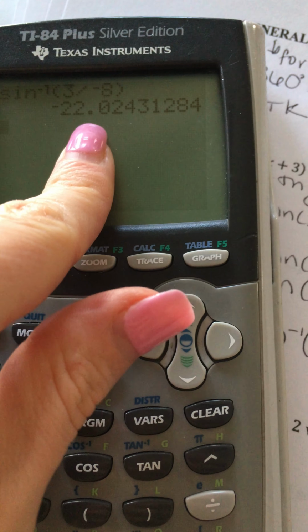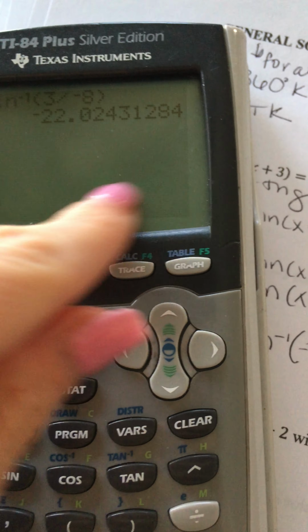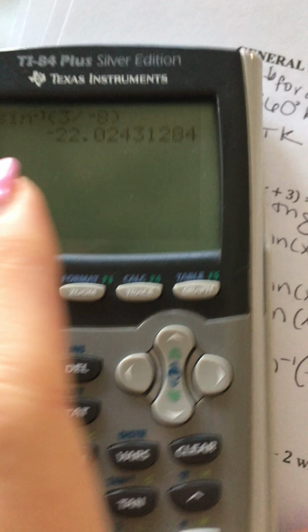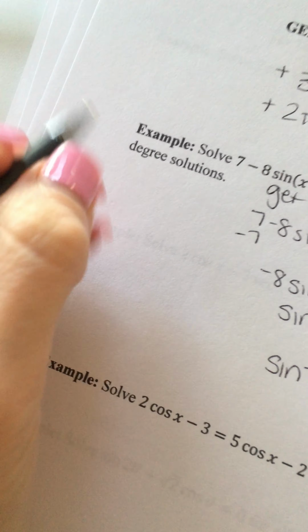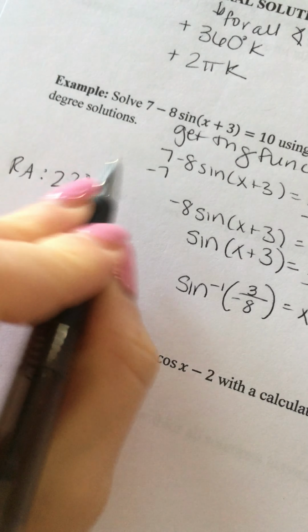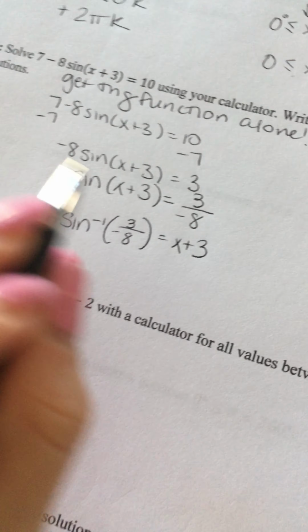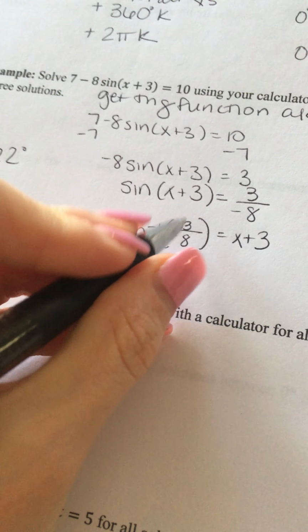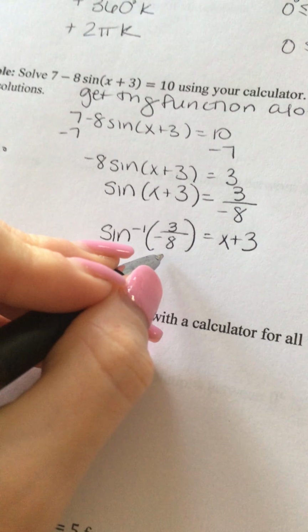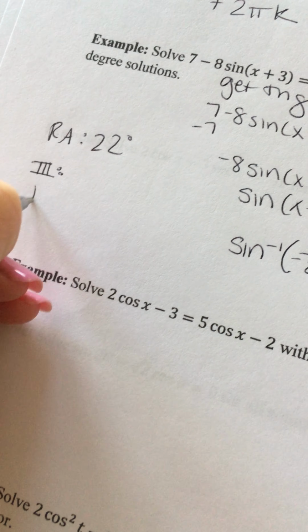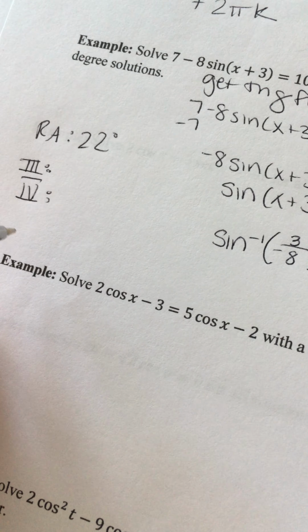So we've talked about this a little bit already, so I want to reiterate what this does. This is not really our answer. Use this as a reference angle. So I'm just going to say reference angle 22 degrees. Hold on to that. Now, there's a little bit of thinking we're going to have to do here. So sine is going to be negative. We know this sine is 3 over negative 8. So where is sine negative? Sine's negative in the third and in the fourth quadrant.